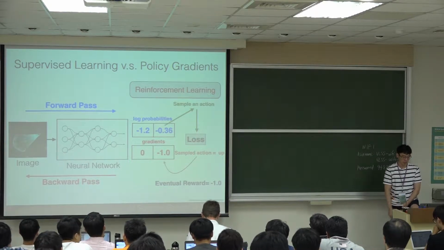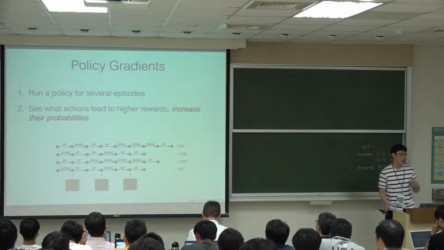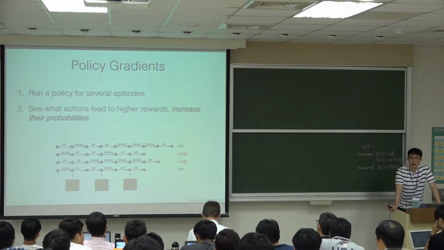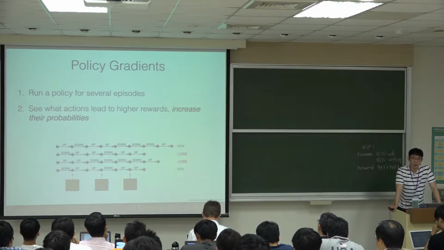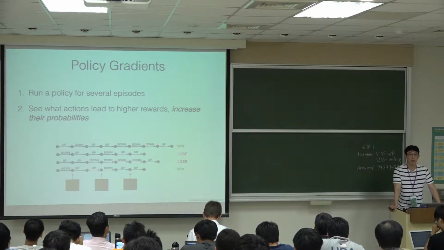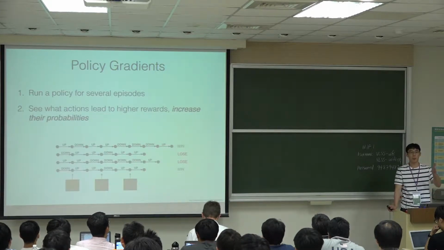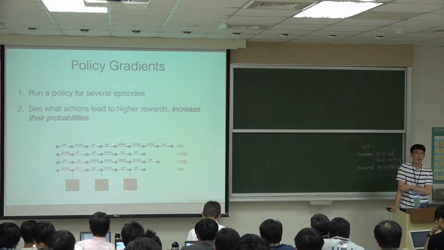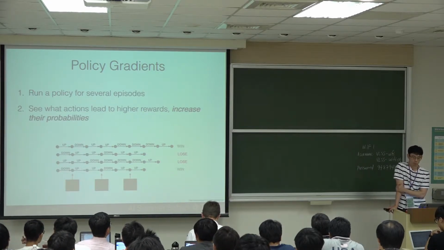Okay? So let's take a look again here. So policy gradient. So how do we do? So this approach is called the policy gradient approach. And how do we do this? Again, at a high level, it's very intuitive. So you run a policy for several episodes, which means based on the current neural network, you compute this policy estimator, okay?